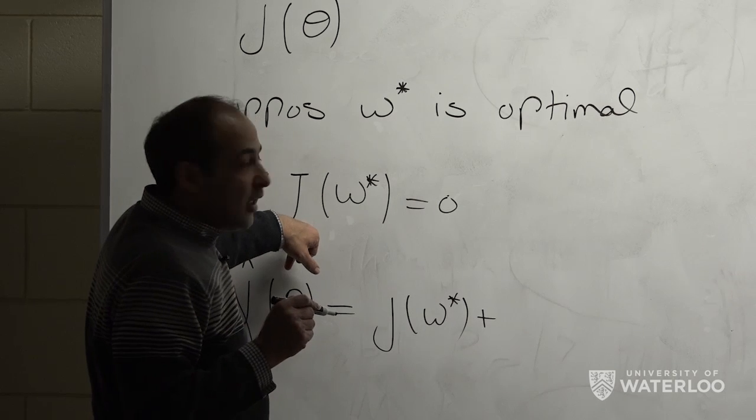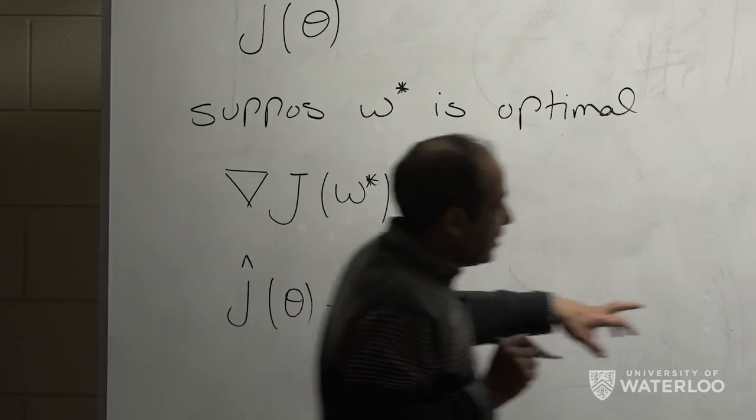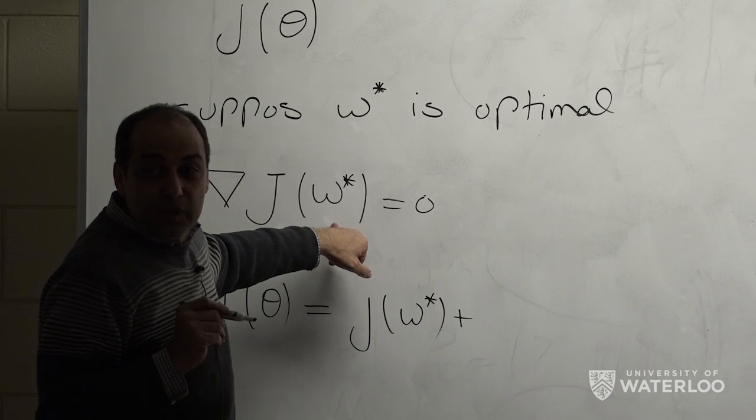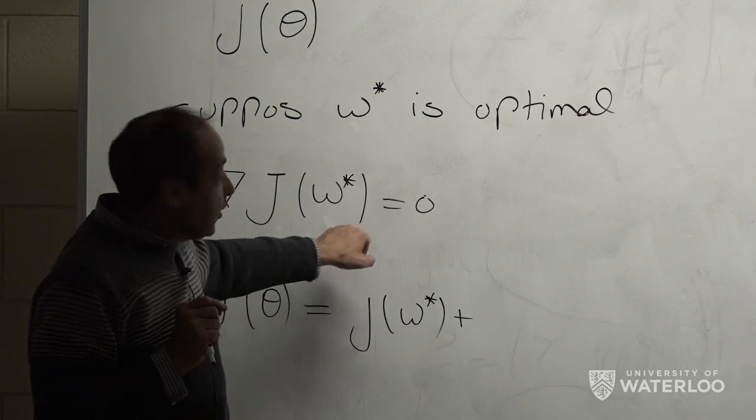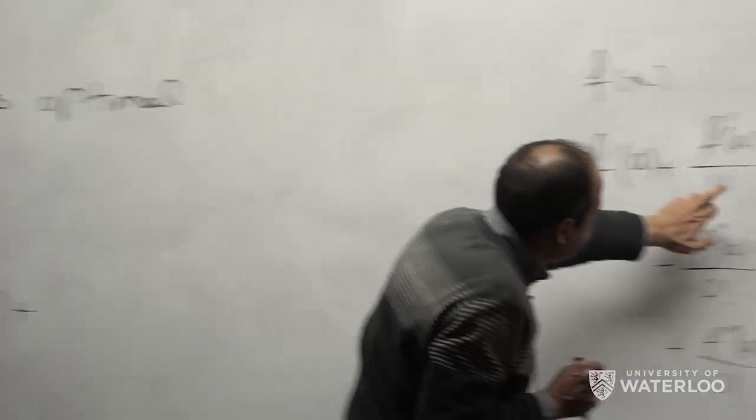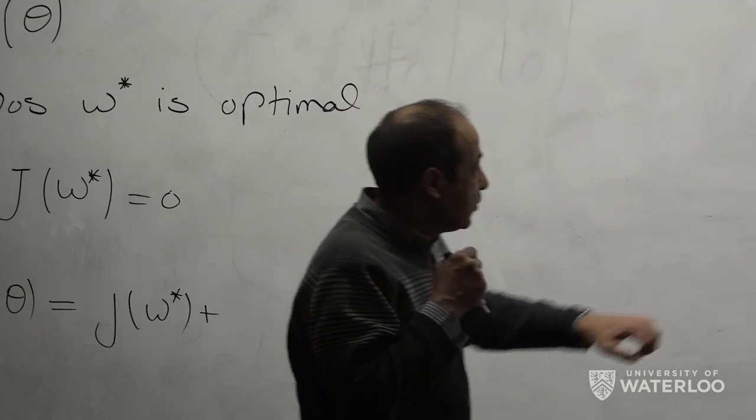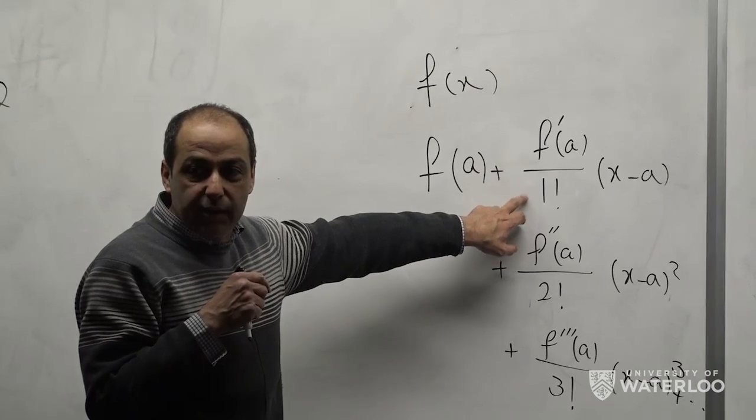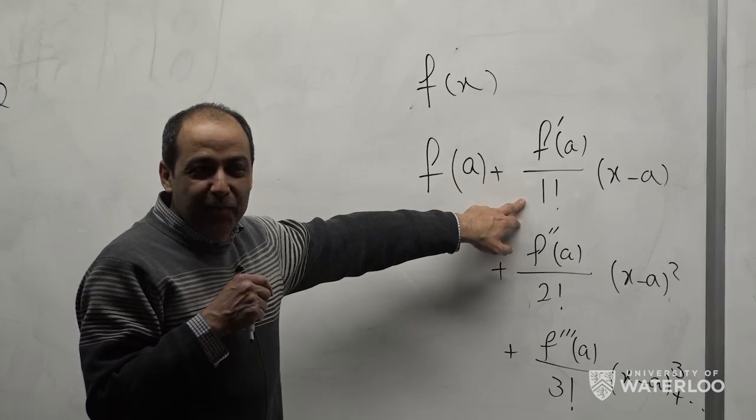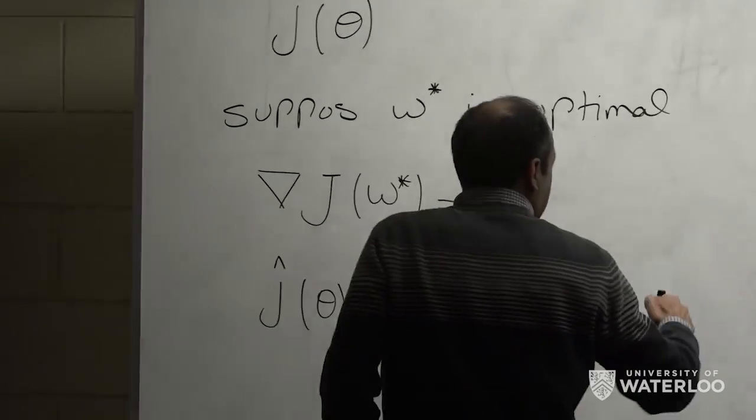But the derivative of J at W star is 0, right? So this term is going to be 0 because I suppose that W star is the optimal point. The optimal point is a point which makes the derivative equal to 0. So I don't have this term. Is that clear, why I don't need this term? Okay, so I don't have that term.